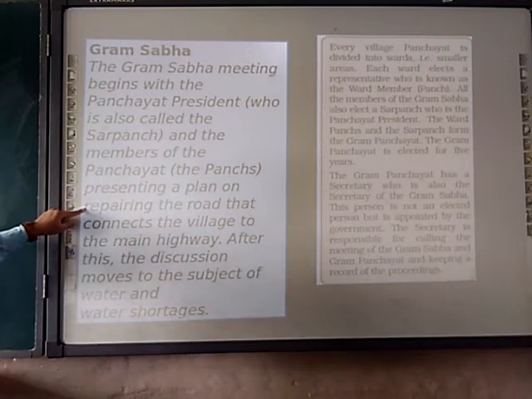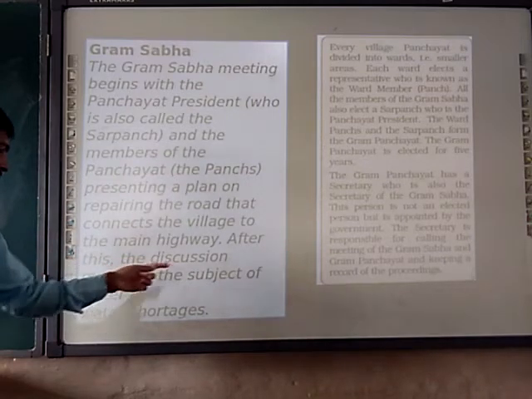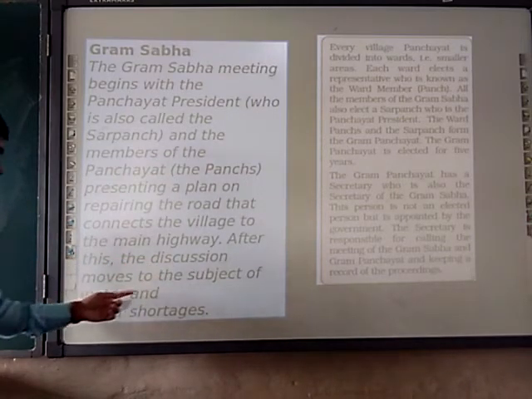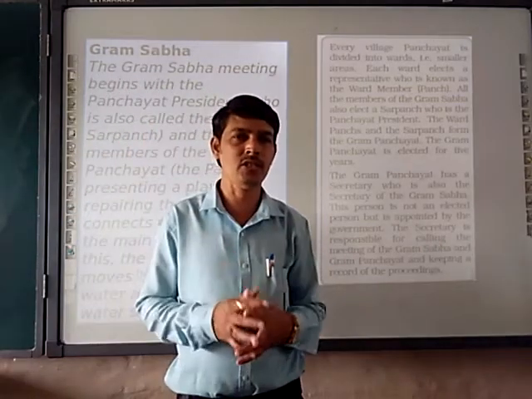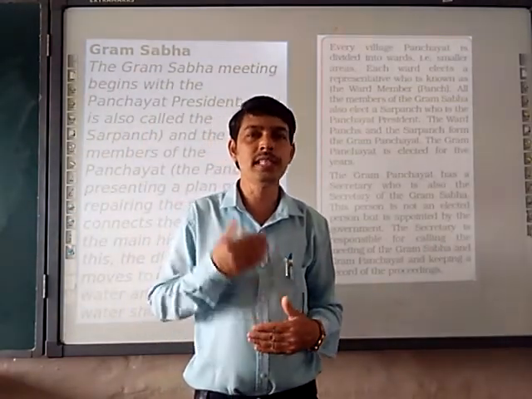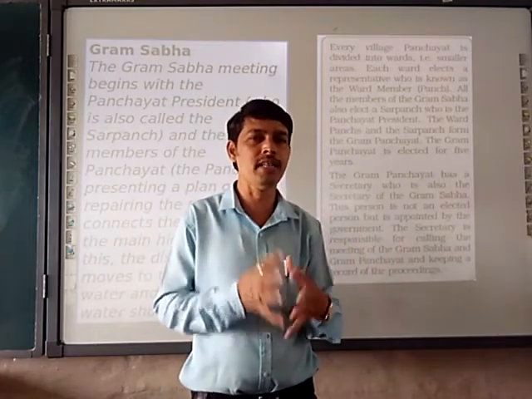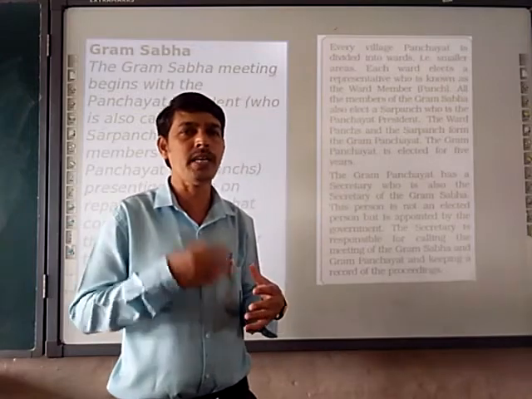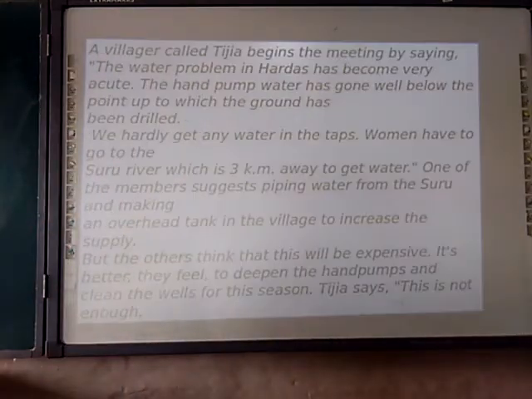The Sarpanch presents a plan on repairing the road that connects the village to the main highway, and after this, the discussion moves to the subject of water and water shortage. So here we are seeing the story of village Hardas. In that we are going to see the upcoming points, the shortage of water and how the villagers, the Panchayat and the Gram Sabha deal with the water scarcity problem.